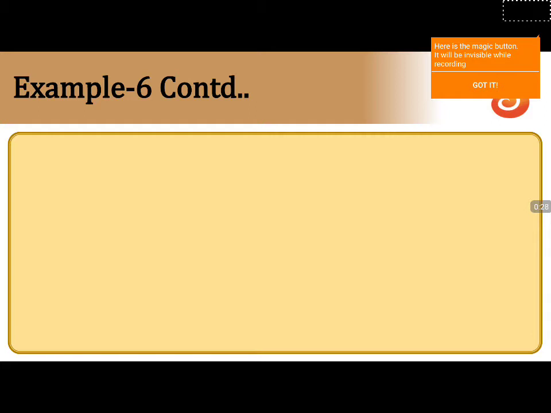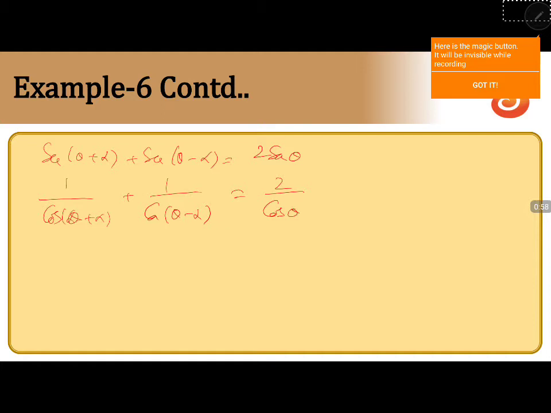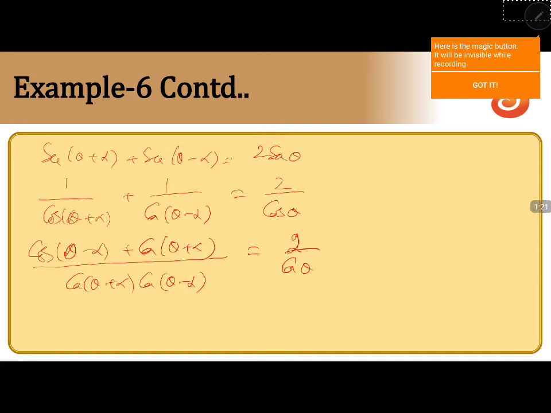Let me take sec(θ + α) + sec(θ − α) equal to 2 sec θ. Convert to cos: 1 by cos(θ + α) plus 1 by cos(θ − α) is 2 by cos θ. Take LCM: cos(θ + α) into cos(θ − α) in the denominator, and cos(θ − α) + cos(θ + α) in the numerator, equal to 2 by cos θ.